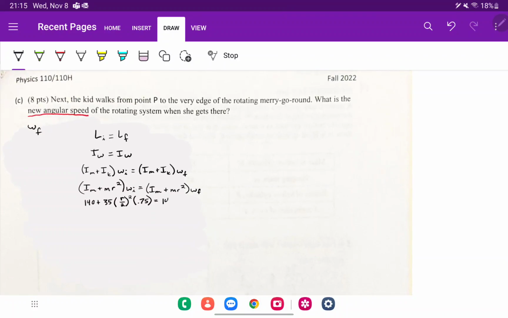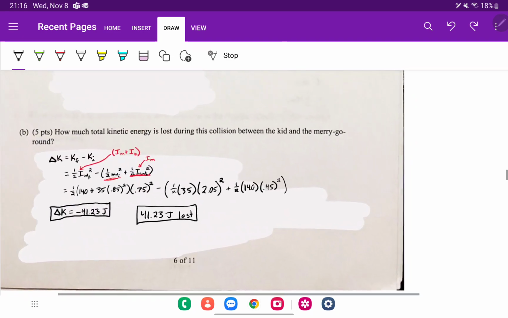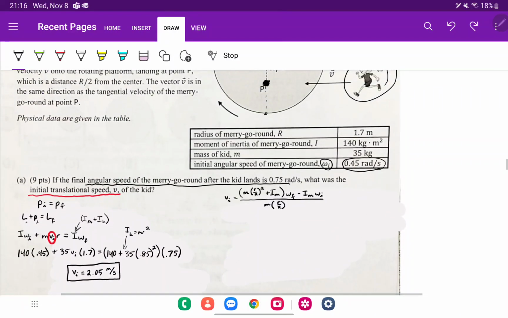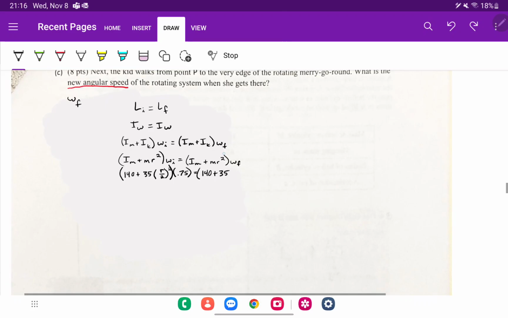So then on this side, we have a 140. Oh, I'm sorry, I forgot parentheses. That's a sum and then a multiplication. This side we have a 140 plus 35. Now in this case, this is where the R comes in, because as she walks from point R over 2 to the outer edge of the merry-go-round, her radius is now the radius of the merry-go-round, which I guess I could have plugged in numbers earlier, but the radius is 1.7.